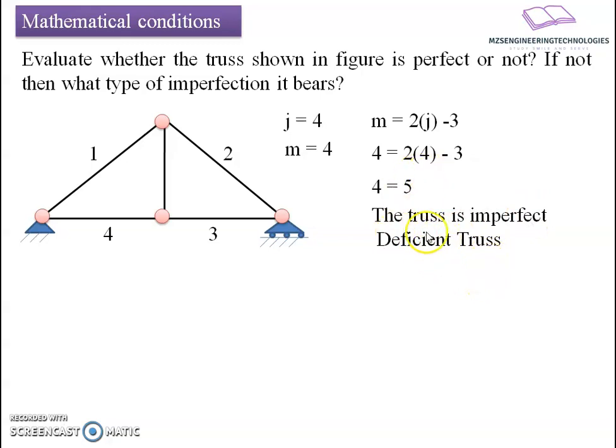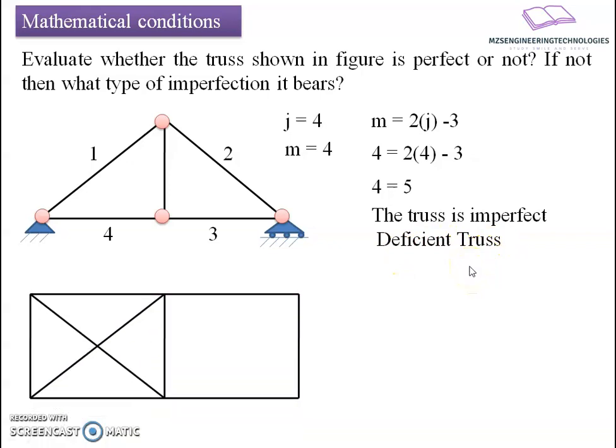Okay, so for this deficiency, what we have to do is either add a member here, or release one of the end restraints here. This type of deficiency is called a collapsible deficiency, or deficient truss. Now let us try to classify this truss. The truss assembly is given. The two bays have been defined here. One bay has cross bracings, and the other bay is simply a square geometry.